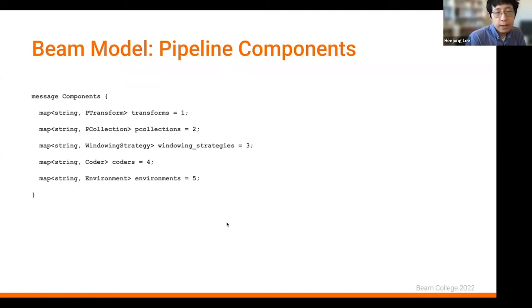This is a code snippet from the pipeline definition model protobuf. So this is a protobuf message. The pipeline components consist of these maps. The transforms map maps from the transform ID to the transform message. Then the PCollections map maps from PCollection ID to PCollection message. Also the coders map maps from the coder ID to the coder message, and so forth.